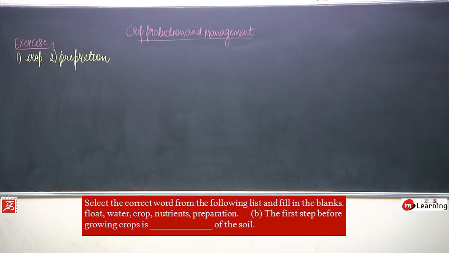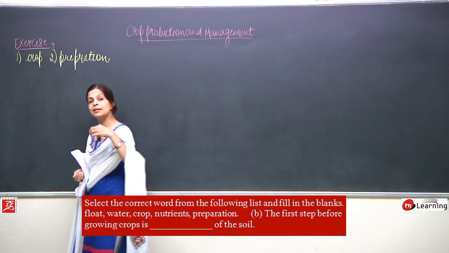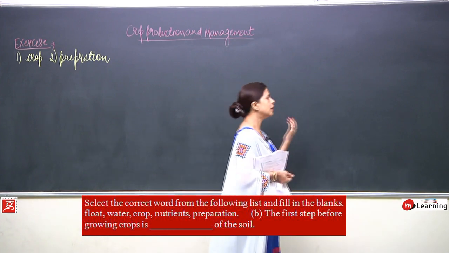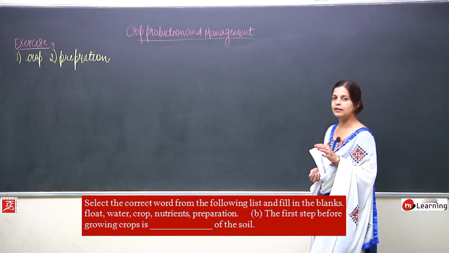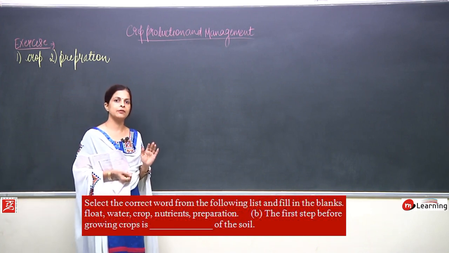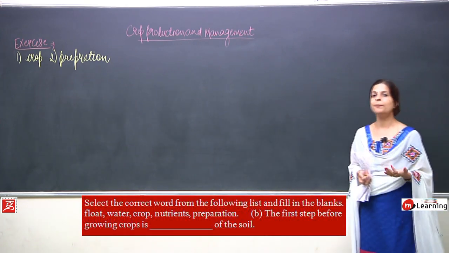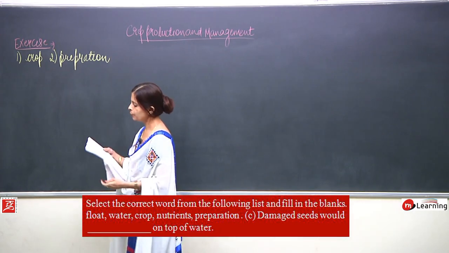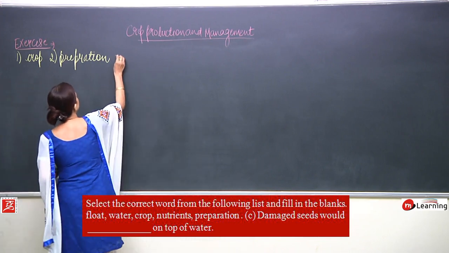Not in good condition means what? They are spoiled. And why are they floating? Because when some insect is inside, or when part of the seed is being eaten by the insect, that seed becomes lighter and so it will float in the water, while the good seed will have all the contents inside itself. It is not eaten by insects, and so it will sink to the bottom. So the seeds which are not good will float on the surface of the water. So what should be my answer? Damaged seeds would float. I will write over here, will float.